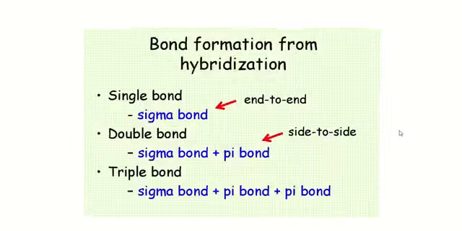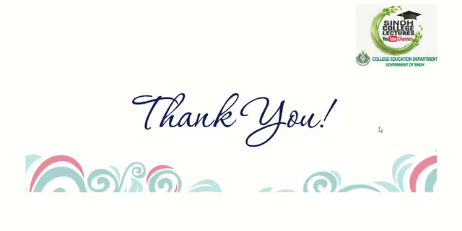At the end we have a summary. Single bond means end-to-end bond, head-to-head bond. Double bond means 1 sigma bond and 1 pi bond. Triple bond means 1 sigma bond and 2 pi bonds. Thank you.